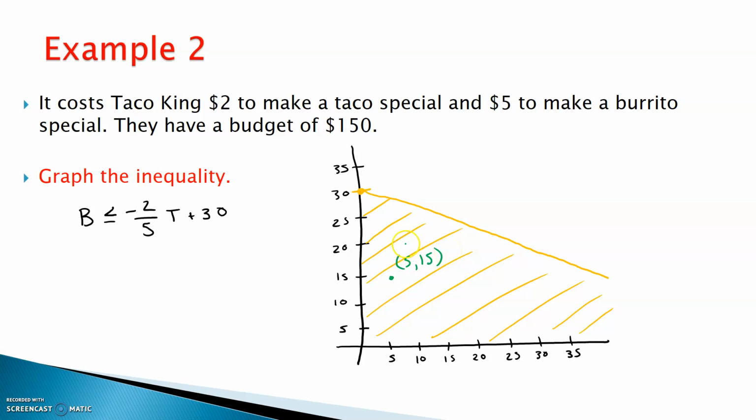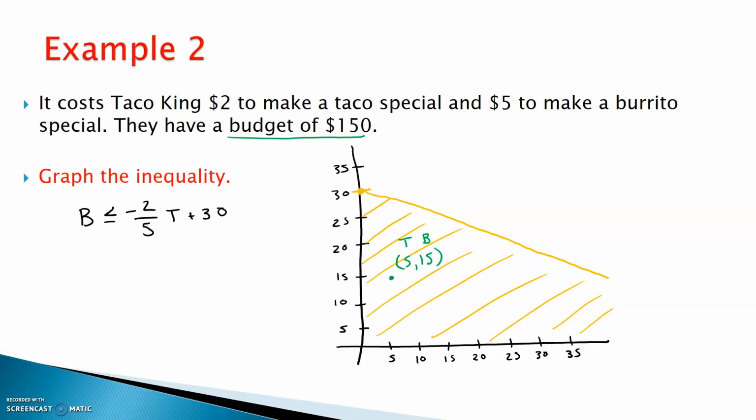And so again, this 5 stands for the X spot. The X spot was T for, guess what? Tacos. Okay. And then the Y spot here was B. So that's burritos. So what is this saying? It's saying that they can make 5 tacos and 15 burritos and still be underneath their budget of $150.